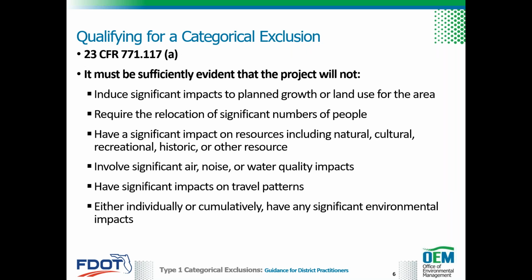First, let's go over the criteria for all CEs that are listed in Section A. And so in order for a project to be a categorical exclusion, it must be sufficiently evident that the project will not induce significant impacts to planned growth or land use for the area, require the relocation of significant numbers of people, have a significant impact on resources, including natural, cultural, recreational, historic, or other resource. It must not involve significant air, noise or water quality impacts or have significant impacts on travel patterns, or either individually or cumulatively have any significant environmental impact.